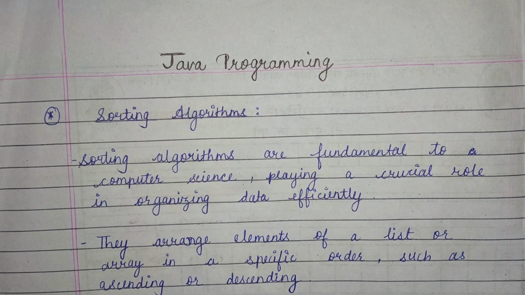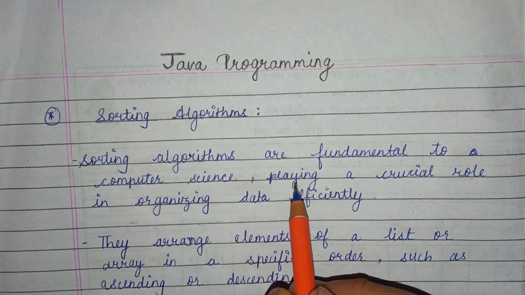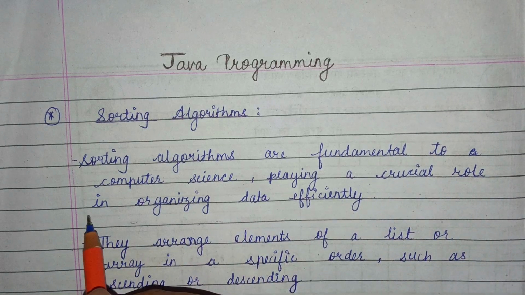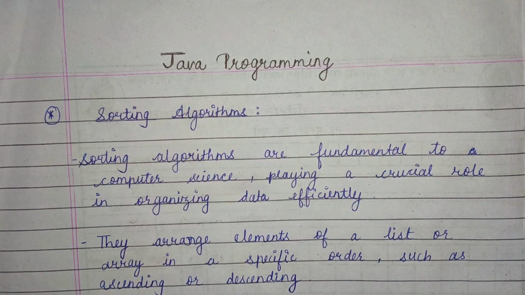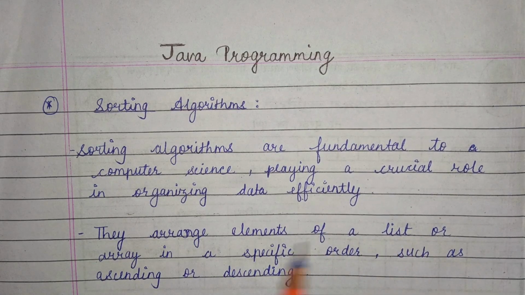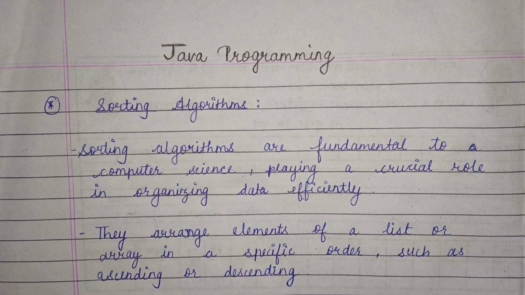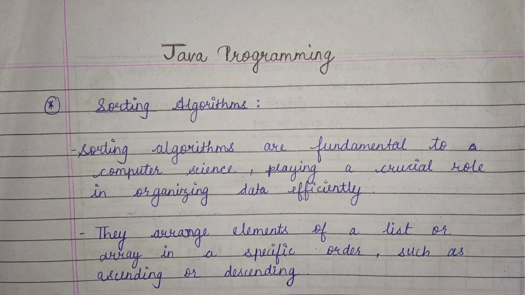So in this video we are going to see sorting algorithms. So let's start. Sorting algorithms are fundamental to computer science, playing a crucial role in organizing data efficiently. They arrange the elements of a list or array in a specific order, such as ascending or descending. Basically, a sorting algorithm is arranging the elements in ascending or descending order.